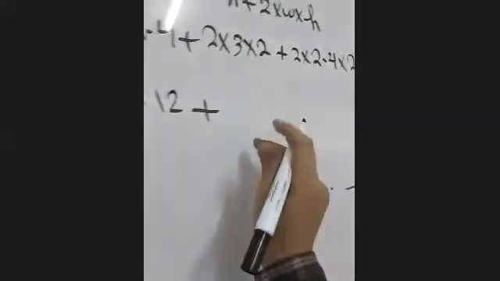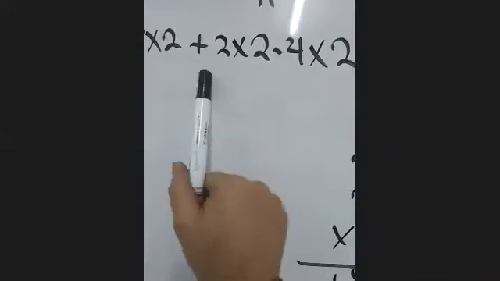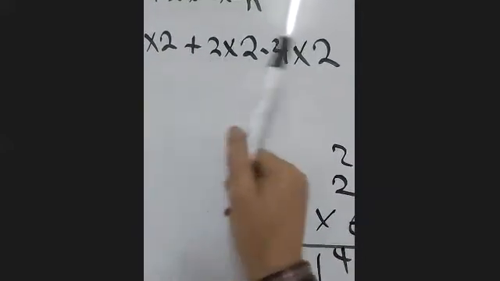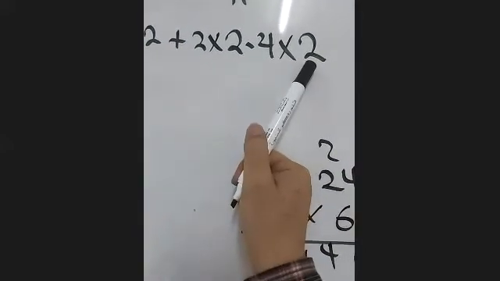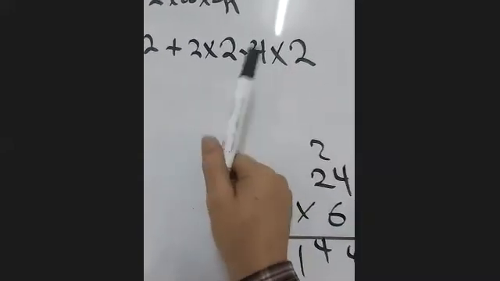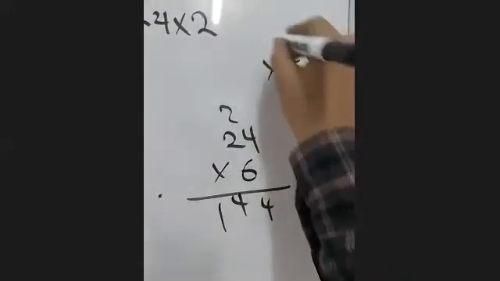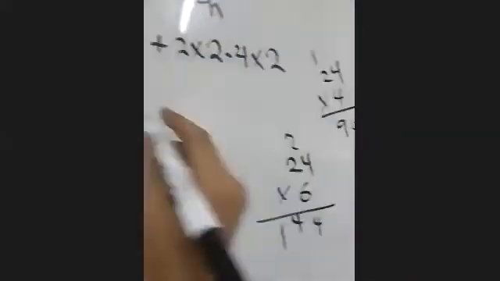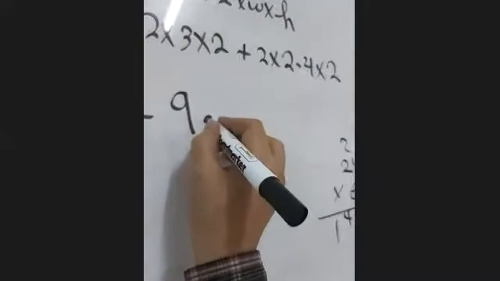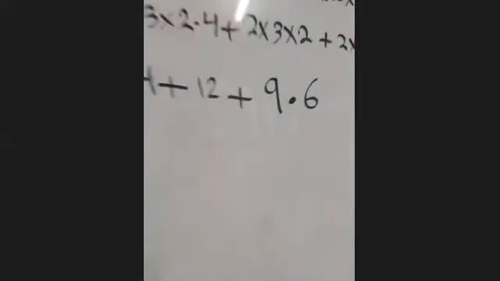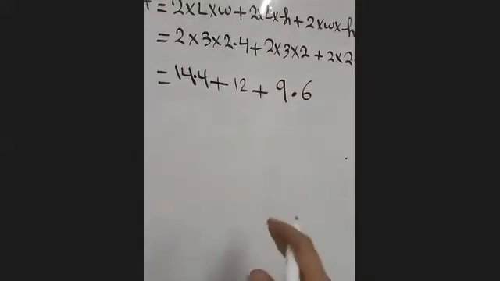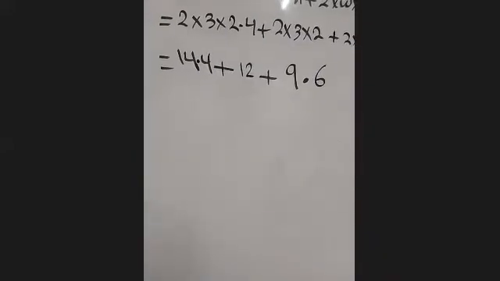Plus the third section here. 2 multiply 2 multiply 2.4. Multiply the numbers first, then the decimal. 2 multiply 2, how much? 4. 4 multiply 24 is 96, but we have a decimal, so we put 9.6. Exactly. Now 14.4 plus 12 plus 9.6, right?